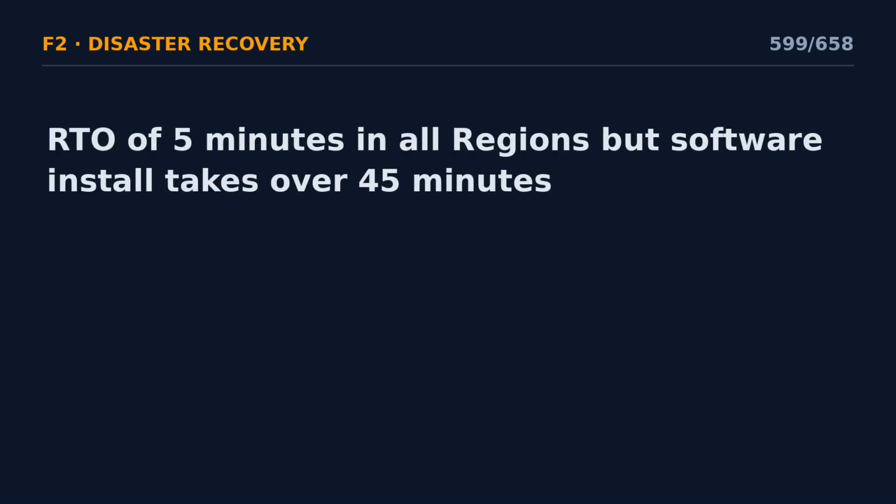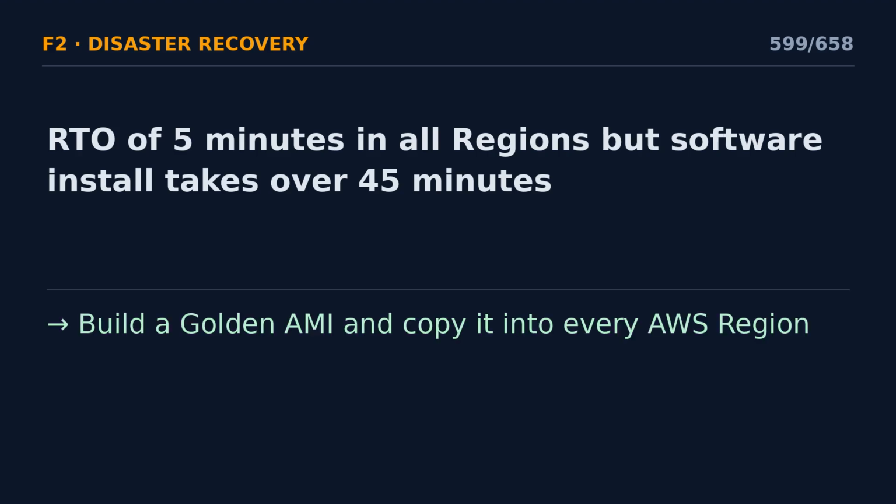RTO of 5 minutes in all regions, but software install takes over 45 minutes. Answer. Build a golden AMI and copy it into every AWS region.